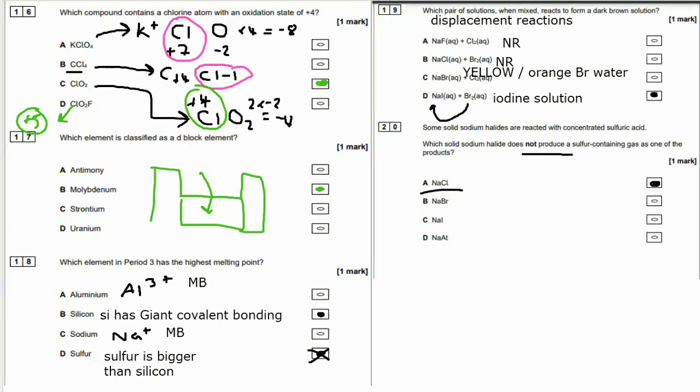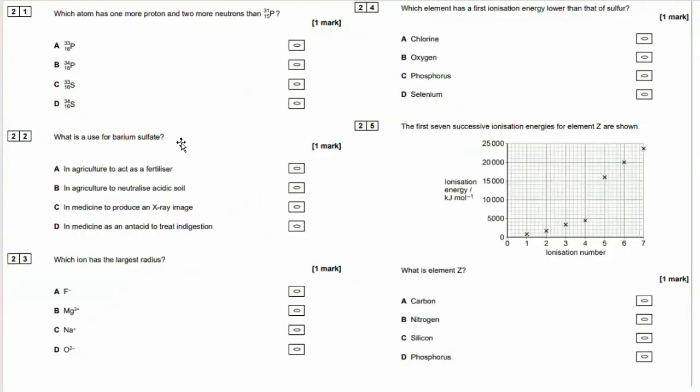Right, 21. Which atom has one more proton and two more neutrons than P-31-15? Phosphorus, 31, 15. Okay, well, if it's got one more proton, it's going to have 16 as the atomic number, and two more neutrons put the mass number up to 33. Aha, but we have one more proton as well. So neutrons and protons make up the mass number. We need to increase the top number by 3 and the bottom number by 1.